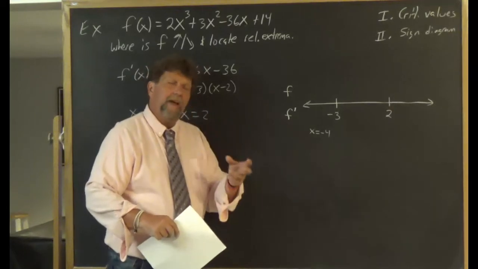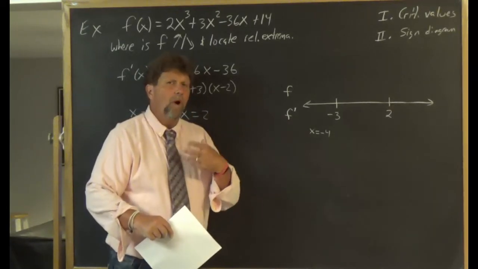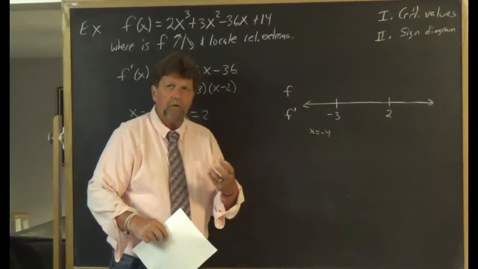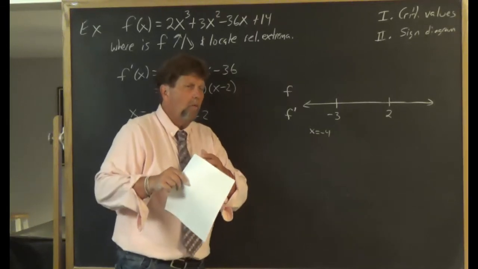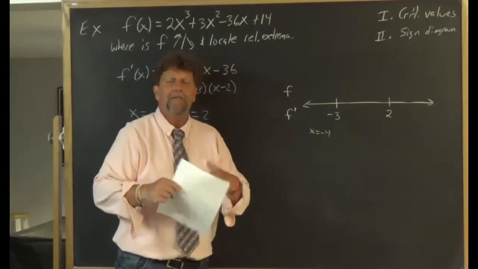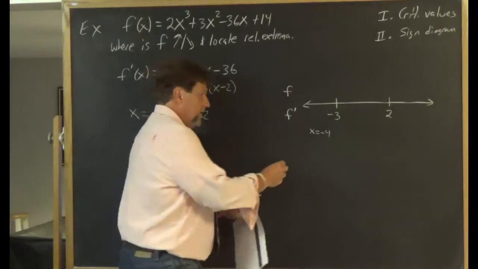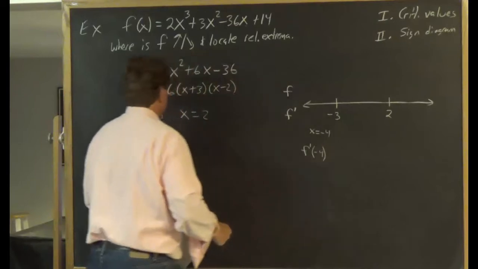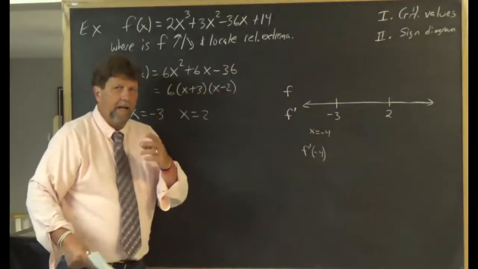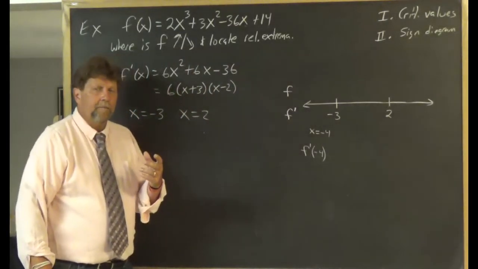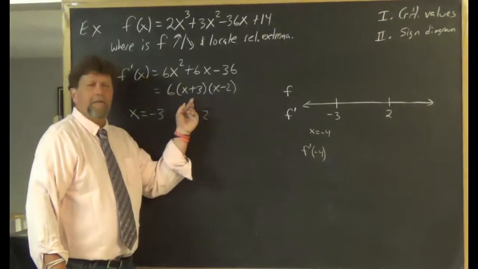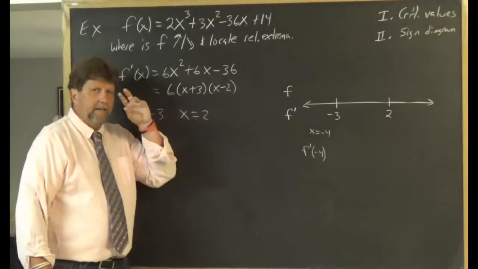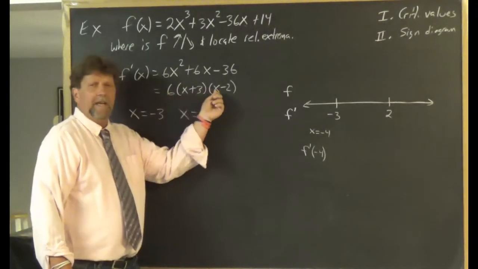Evaluate the derivative at -4 to see what comes out, a positive number or a negative number. I don't care what the number is, I just need to know if it's positive or negative. So evaluate the derivative at -4. Now I'm going to do this without a calculator because I have the factored form of the derivative here. So I can think about putting -4 in for the x's.